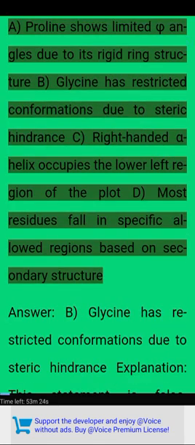A. Proline shows limited phi angles due to its rigid ring structure. B. Glycine has restricted conformations due to steric hindrance. C. Right-handed alpha helix occupies the lower left region of the plot. D. Most residues fall in specific allowed regions based on secondary structure.